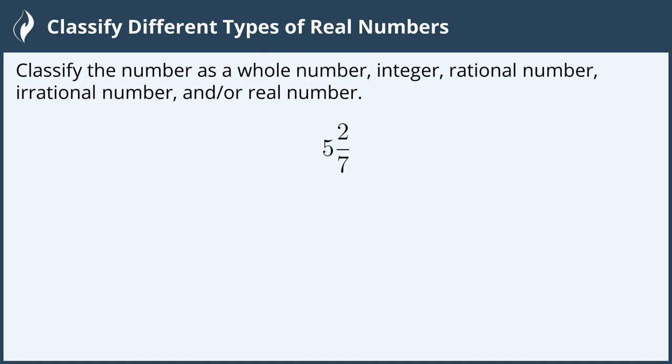Hi everyone! In this video, we will classify different types of real numbers. Classify the number as a whole number, integer, rational number, irrational number, and/or real number. We have the number 5 and 2/7, but before we classify it, let's review the real number system.